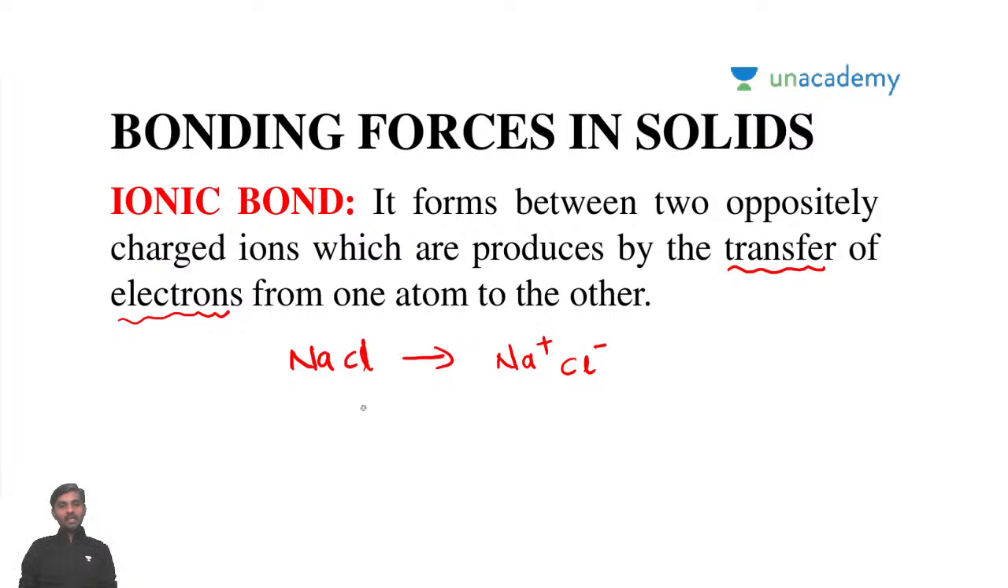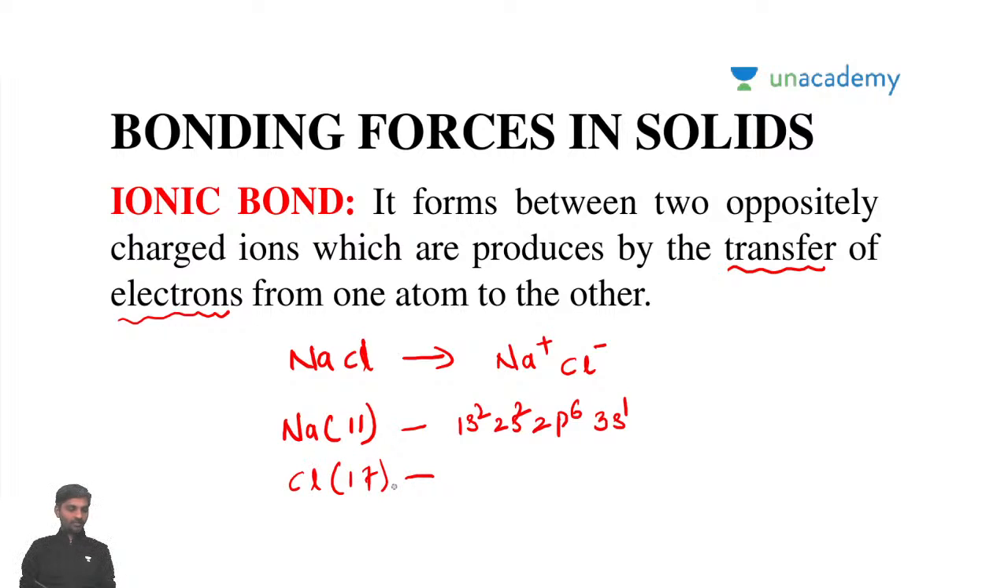So what is the atomic number of sodium? It is 11. You can write it as 1s2, 2s2, 2p6, 3s1. Then chlorine, what is its atomic number? Chlorine is 17. You will write the electronic configuration as 1s2, 2s2, 2p6, 3s2, then 3p5.